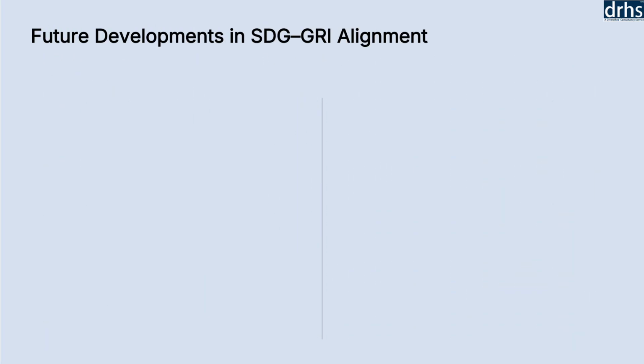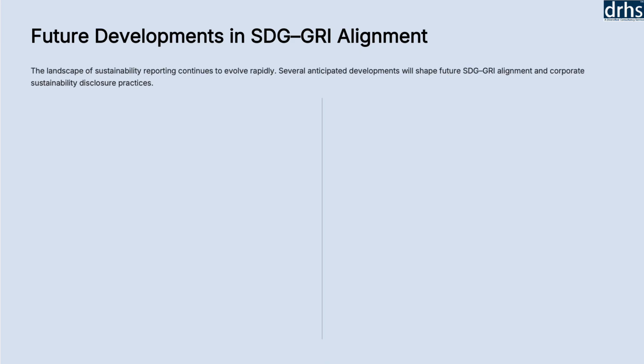Slide 15. Future developments in SDG-GRI alignment. The landscape of sustainability reporting is evolving rapidly, and the alignment between the Sustainable Development Goals (SDGs) and GRI standards is expected to deepen significantly in the coming years. Future developments will transform SDG-GRI alignment from a reporting framework into a strategic decision support system for organizations.